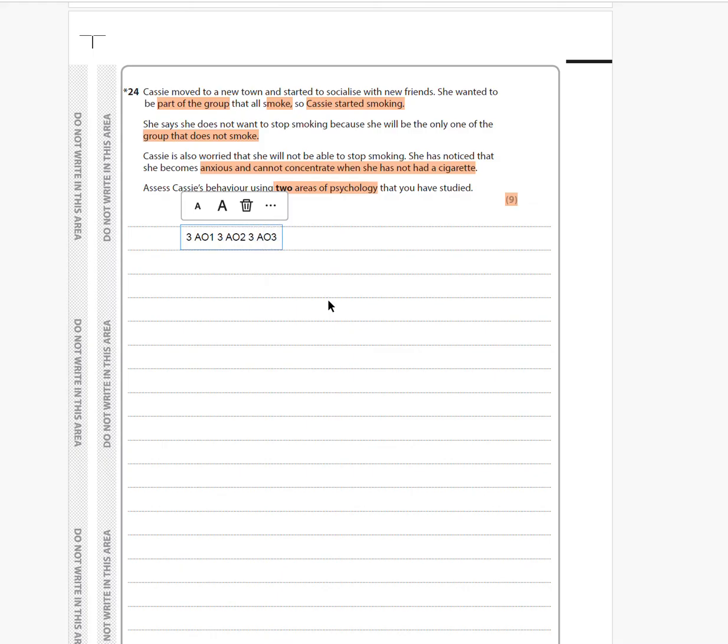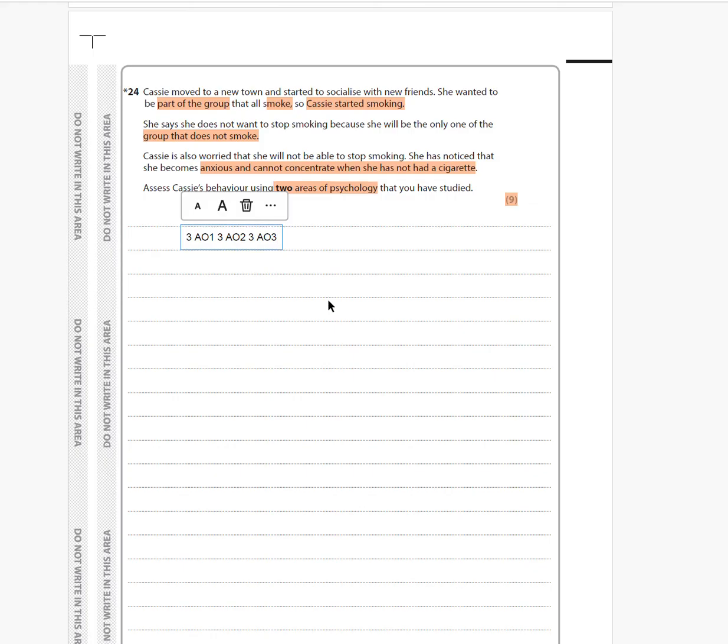So again, it's just describing what conformity says about groups. It's talking about what addiction says about cigarettes and why Cassie's become addicted. Then it's the AO2, so talking specifically about Cassie, the group, smoking. And then the AO3, what research have you got that backs that up? So what research is there that backs up the idea of conformity, de-individuation? We're going to talk about Zimbardo. We're going to talk about accepting the social norms of other people in the group.